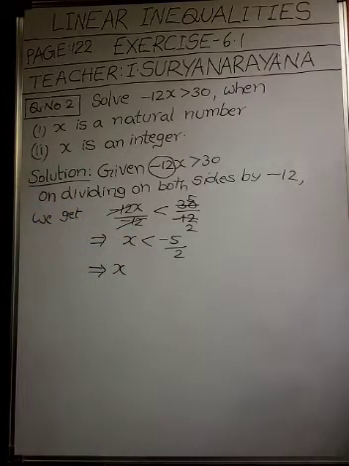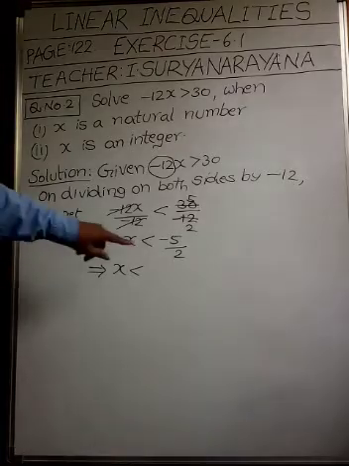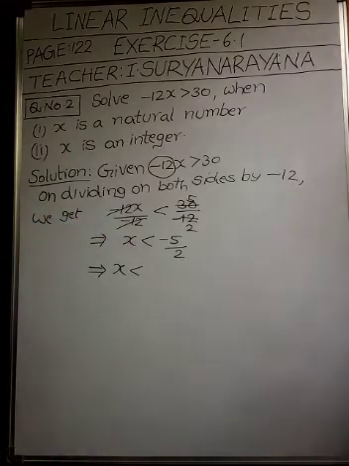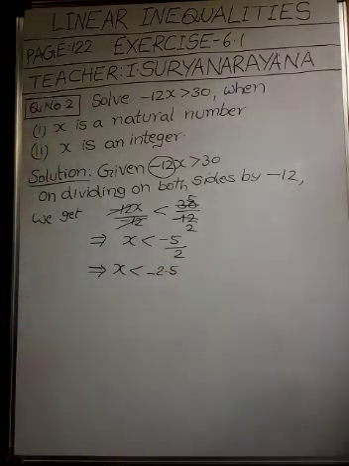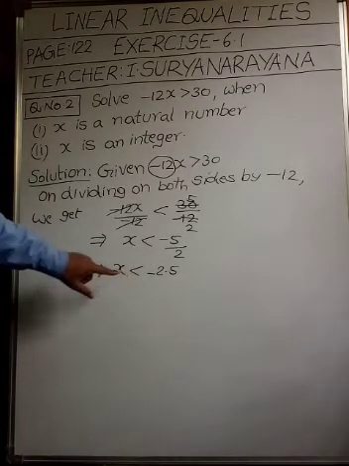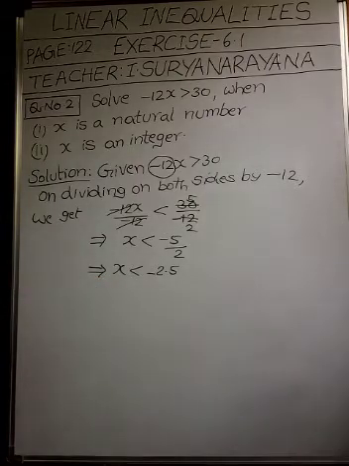Right. x less than, let us write this minus 5 by 2 in the decimal form, minus 2.5. 5 by 2 can be written as 2.5. Isn't it, my children? Yes. So we got this inequality, x less than minus 2.5. We solved it. Now let us write the solution set of this inequality.